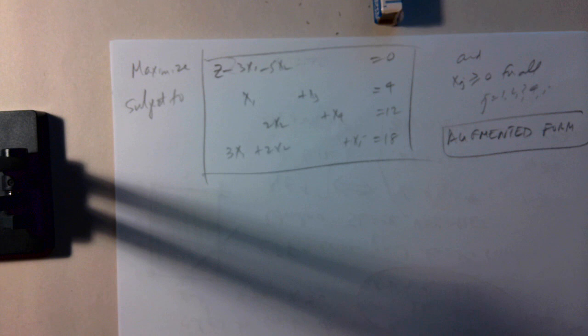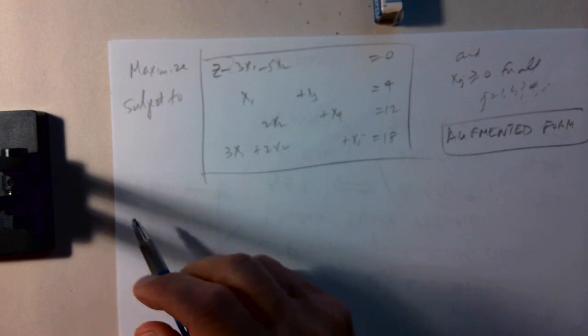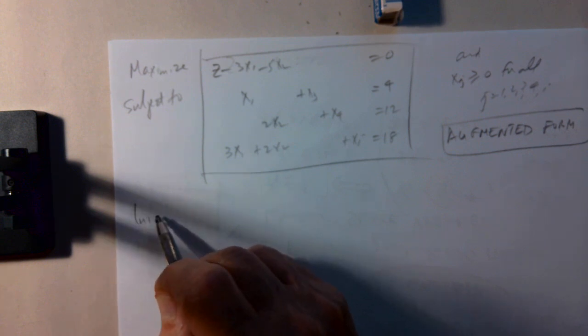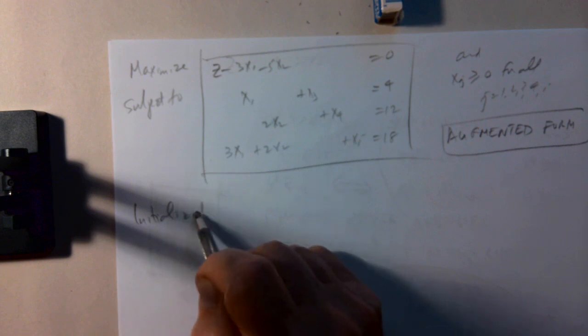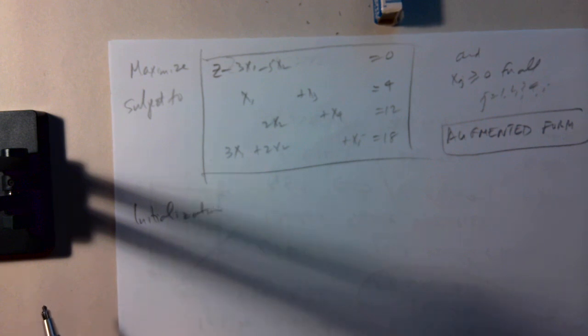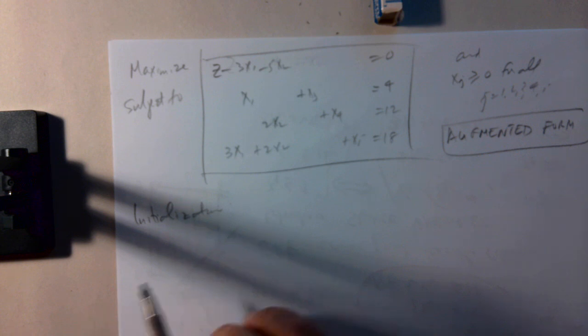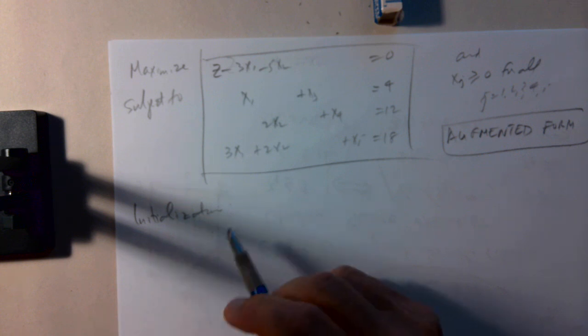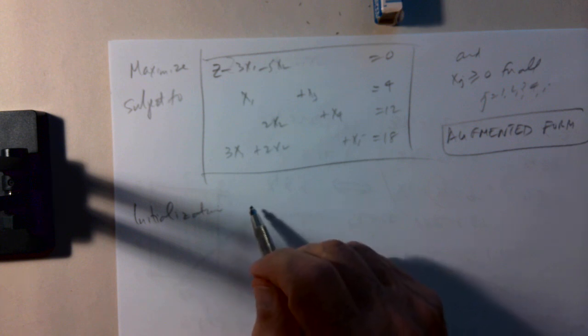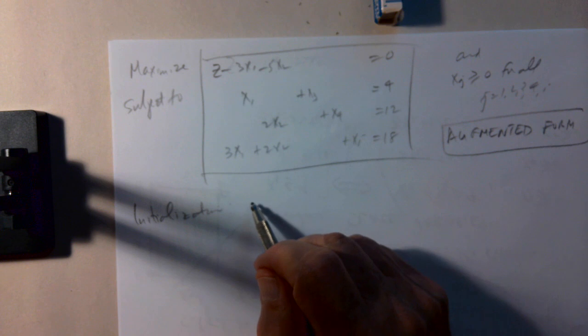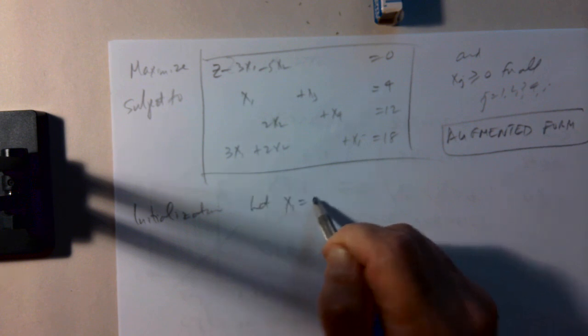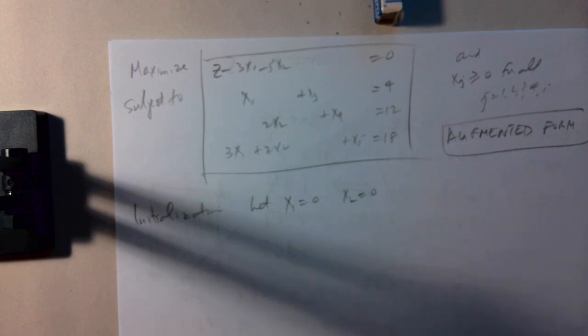Now, how do we actually solve the problem? Our first step, the initialization, is to set two variables equal to 0 and solve for the other three. And we always know that x1 equals 0, x2 equals 0 is a corner point feasible solution. So we start by choosing x1 equals 0 and x2 equals 0.